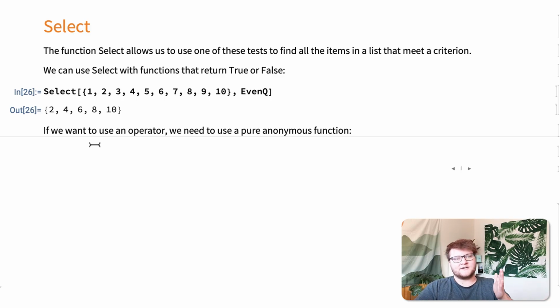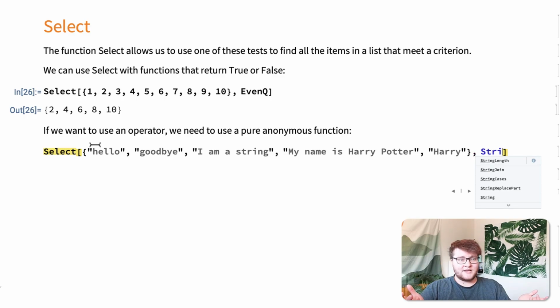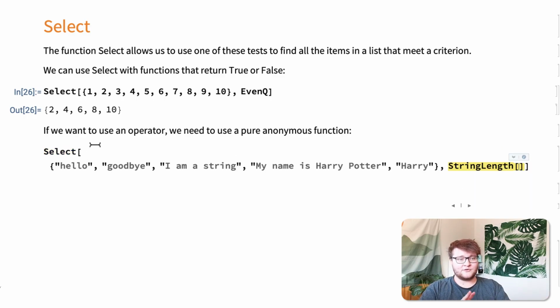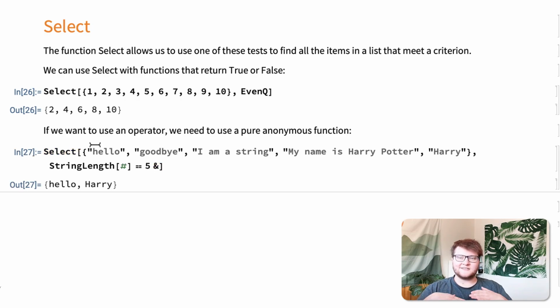So let's find all the strings in a list that have a length of 5. Select is going to look at each item in the list and run the test on it. And in this case, it's going to test if the output of StringLength is equal to 5. If the test is true, Select is going to give us the item. If it's false, then it won't give us anything for that item. So if I put through Select my list of words and I say StringLength of slot, the thing that we're looking at right now, does it equal 5? And then I close it off with an ampersand, then it's going to give me the list of all the words in this list that are length 5.